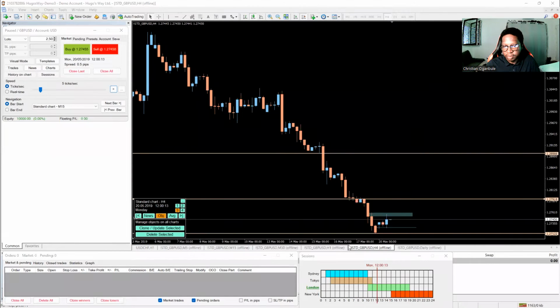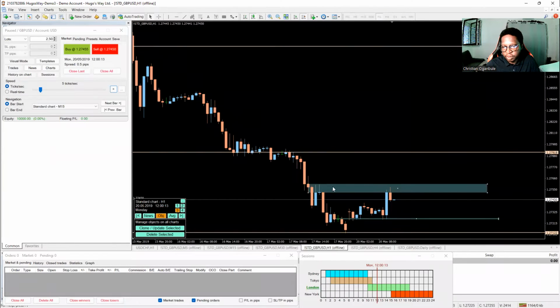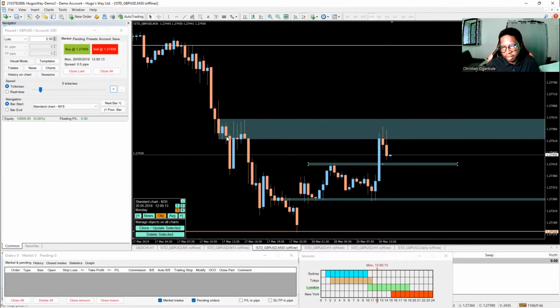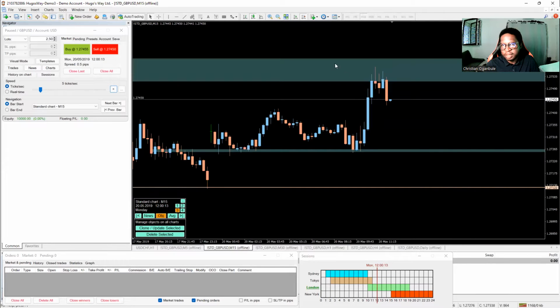So on the hourly time frame, we also saw that we could still maintain this level of resistance to go short. On the 30-minute time frame, it's clearer that this is a strong level of resistance. Now on the 15-minute time frame, what looks like bullish price action is beginning to change to the downside. So once we break this low, I'll be taking sells.